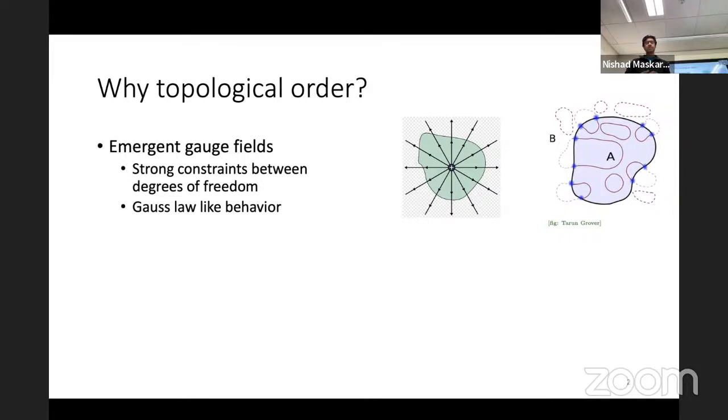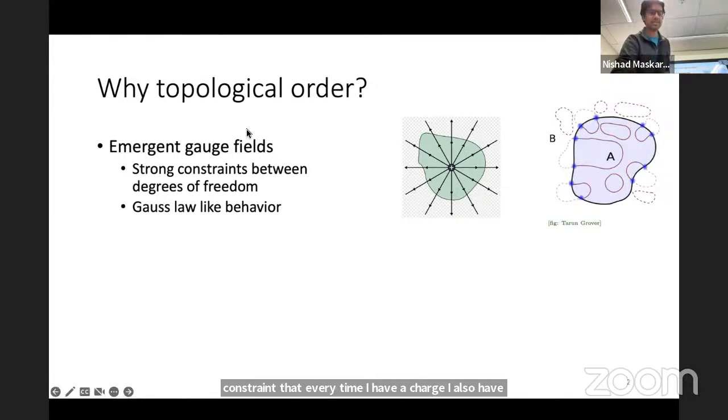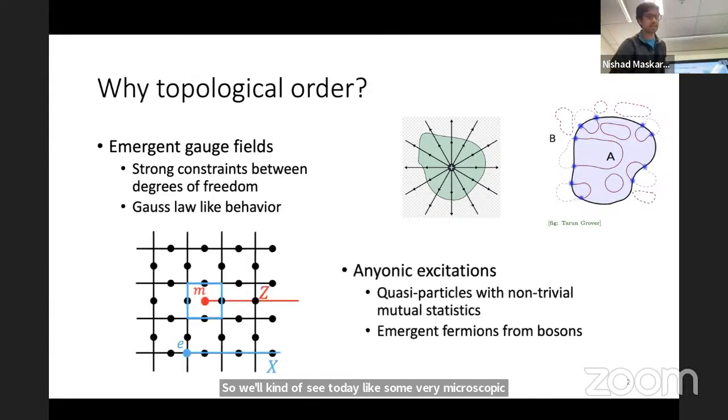Another key aspect of these emergent gauge fields is that they induce strong constraints on the degrees of freedom in the system. For example, there's a strong constraint that every time I have a charge, I also have a bunch of field lines coming out of that charge. So we'll see today some very microscopic systems where this type of behavior emerges at low temperatures.